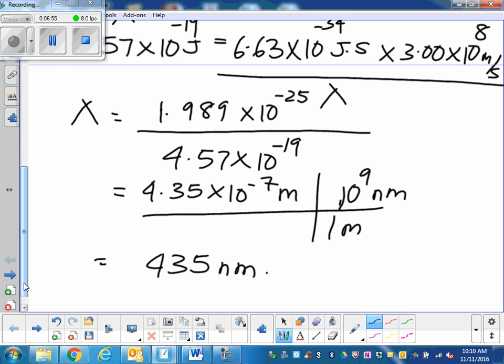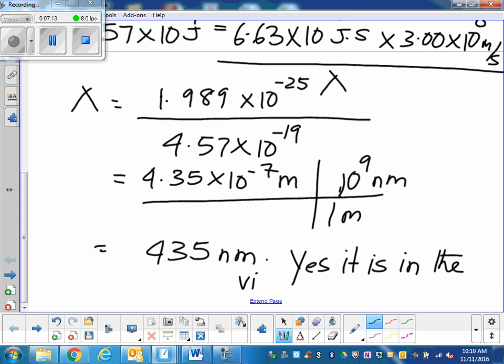If it's 435 nanometers, is it in the visible region of the spectrum? What is the range human beings can see? 400 to 700. Yes, this is in the visible region of the spectrum.